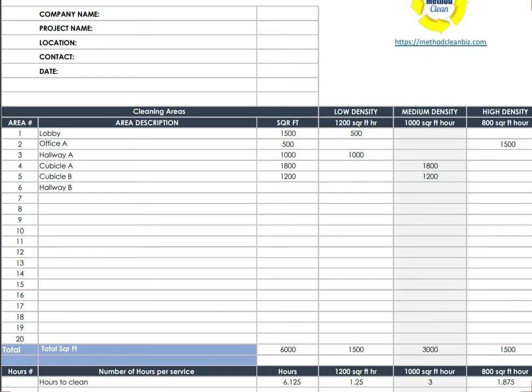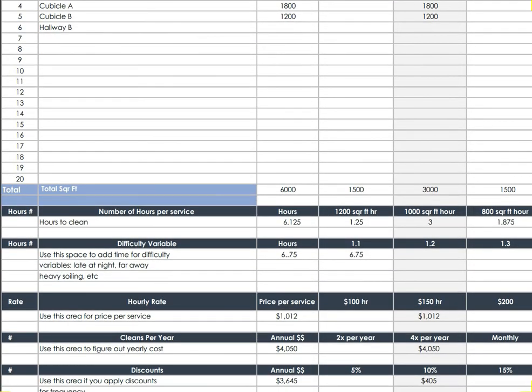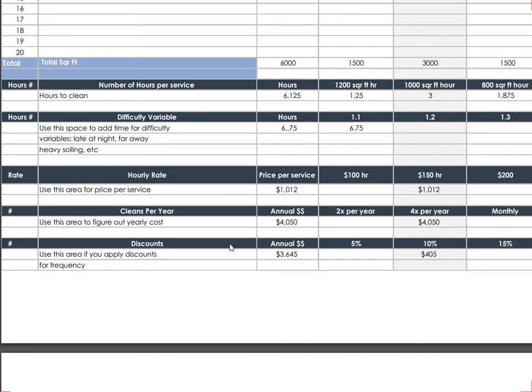I wanted to keep this really simple because I know pricing can be complicated sometimes. So this is just a simple worksheet to use when you visit a building for the first time. And we're just going to go over 6 different variables to take into account.